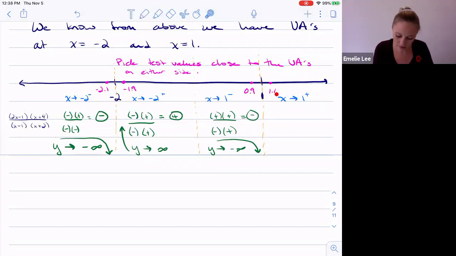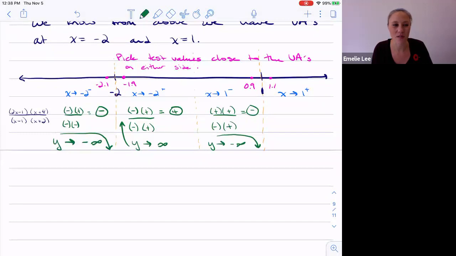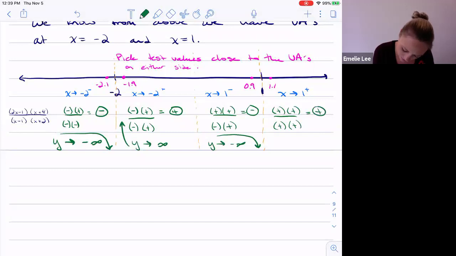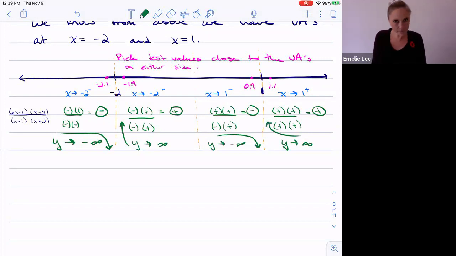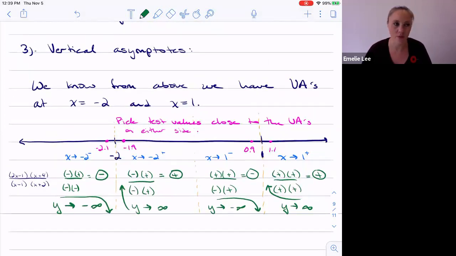Same idea, 1.1. I always like to deal with positive numbers. I don't know. It's just easier. 2 times 1.1 is 2.2 minus 1, which is positive. 1.1 plus 4 is positive. 1.1 minus 1 is also positive. And 1.1 plus 2 is positive. So overall, I have a positive result, putting me here, something like that. Oops, I forgot to write y. Y is going to positive infinity, which might look like this. Okay. A lot of work here, a lot of work, but that's what you need to do for your vertical asymptotes.